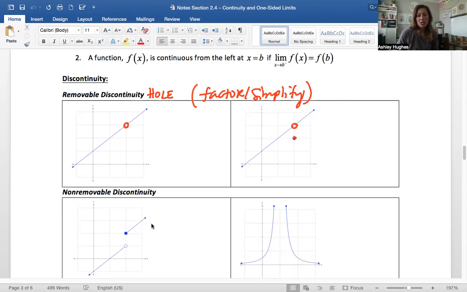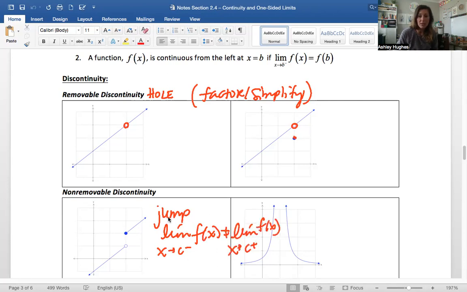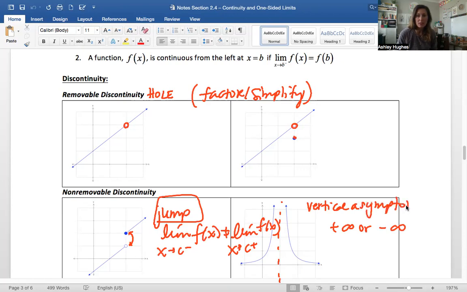A non-removable discontinuity, here's two examples. You have a jump in the graph. This is where the limit from the left does not equal the limit from the right. That's the fancy mathematical way of saying a jump. So you see this jump in the graph. That is a non-removable discontinuity. That's different than just this hole. Or you have going to positive or negative infinity. So there's an asymptote, a vertical asymptote in the graph. Okay, so removable is a hole, non-removable is a jump or asymptote.